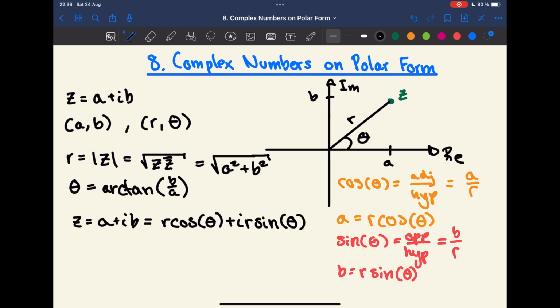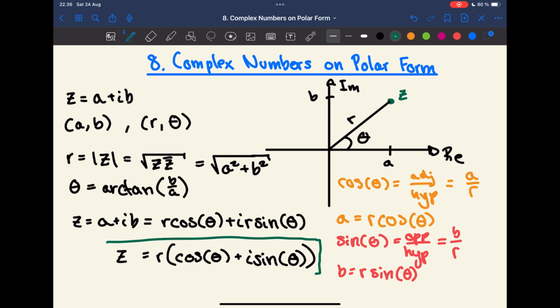There we go. All right, but we can see that if we look at this, we multiply with r on both terms. So let's put that outside. So what we get is r times cosine of the argument plus i times sine theta. There we go. So this is our new way of expressing a complex number on polar form. And this will be the main way we're going to express our complex numbers in the future. So this is very useful to know.